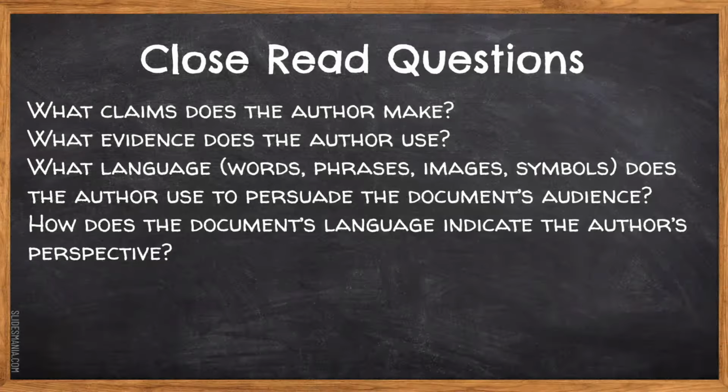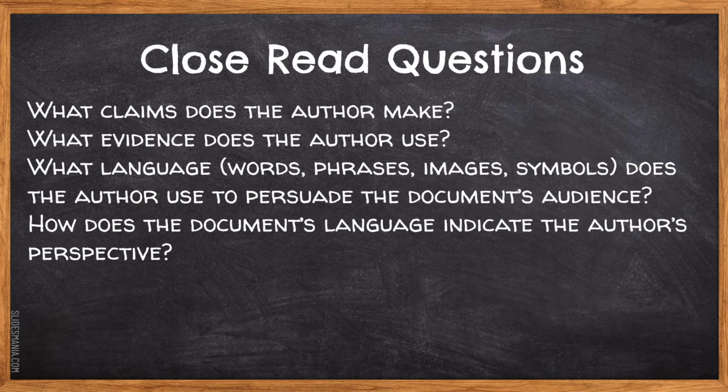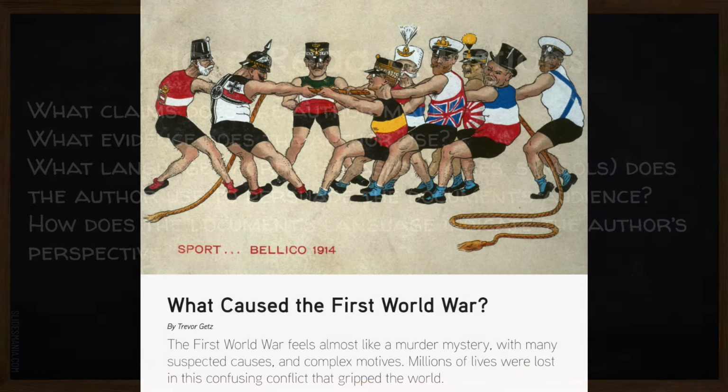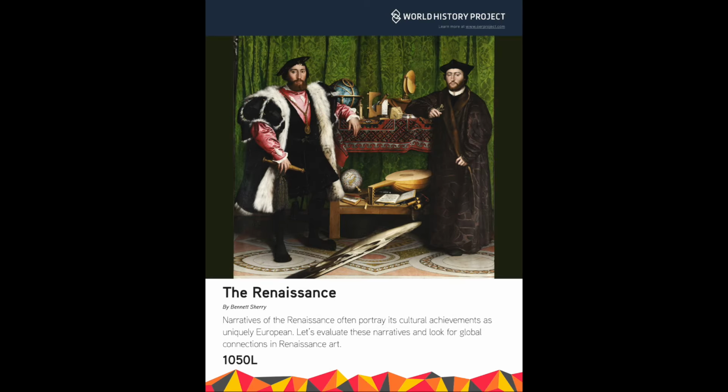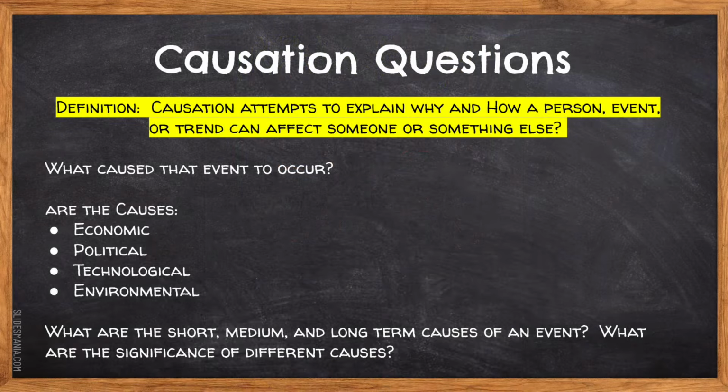When you're close reading, you should be asking yourself, what claims does the author make? What evidence does the author use? And is the author trying to persuade you of a particular topic? And how does the author use language to indicate the author's perspective? The third historical thinking skill we're going to look at is causation.